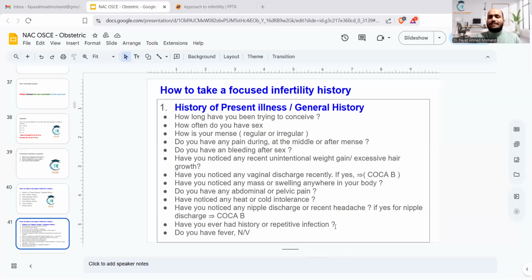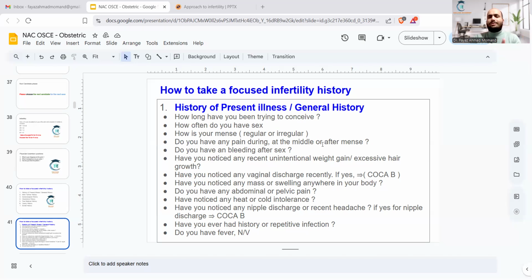Ask about infections, tuberculosis, or other infections, especially pelvic inflammatory disease or pelvic infections. Ask about those infections. They may be a cause of the patient's infertility. Finally, you ask about some of the constitutional symptoms: fever, nausea, vomiting. These can narrow down our differential to just a few versus the vast majority of differentials. So the history of present illness will narrow down your diagnosis to two, three, or four causes.